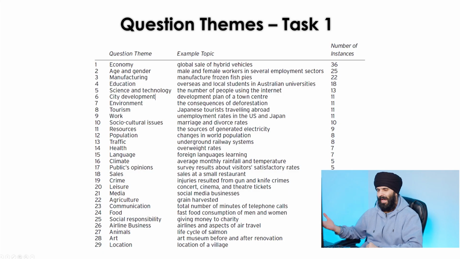So for Writing Task 1, there are about 29 themes that they might ask you a question out of, and these could be anything between economy, age and gender, manufacturing, education, science and technology, themes like that. And the questions could be, they'd ask you, hey, write something about global sale of hybrid vehicles, or write about male and female workers in several employment sectors, questions like that. So that is what is usually comprised in Writing Task 1.